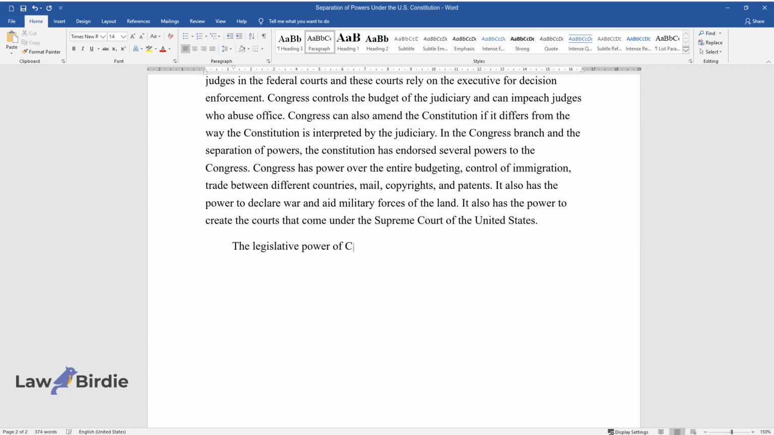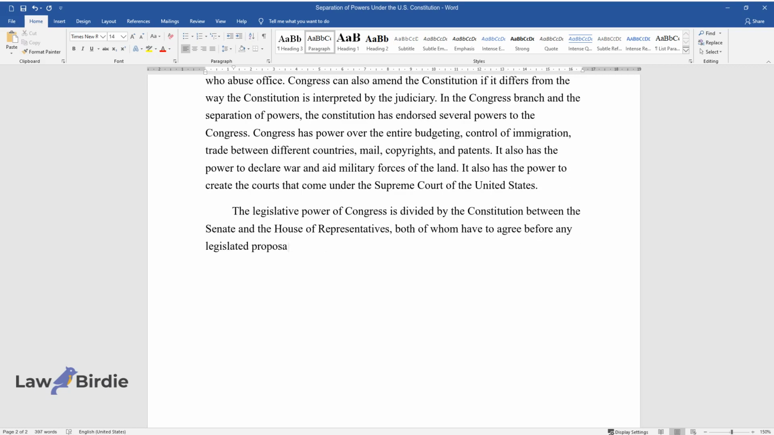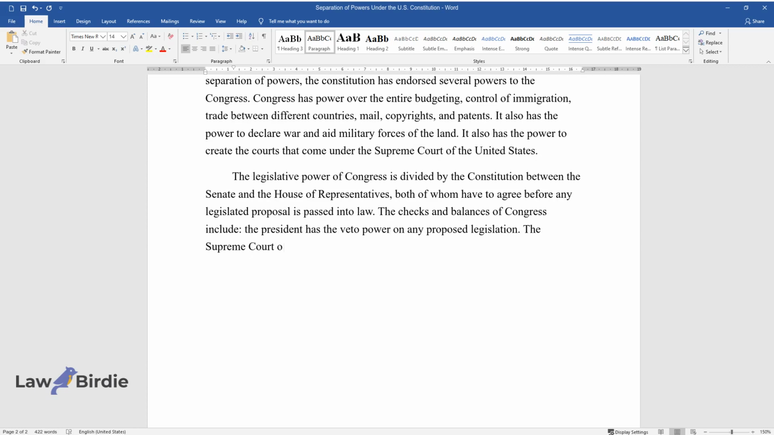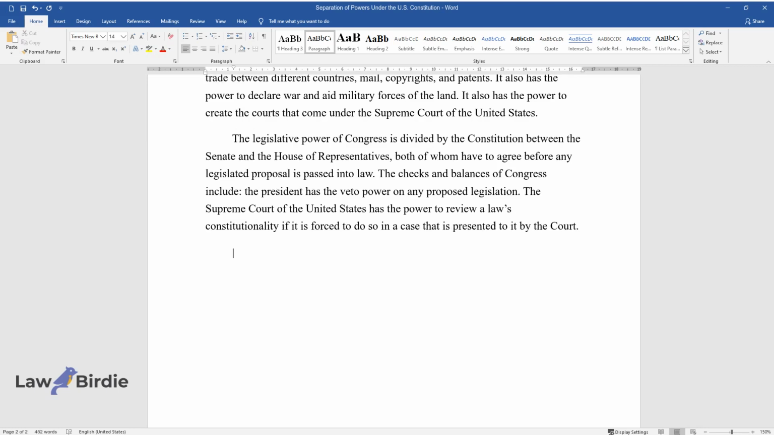The legislative power of Congress is divided by the Constitution between the Senate and the House of Representatives, both of whom have to agree before any legislative proposal is passed into law. The checks and balances of Congress include: the President has the veto power on any proposed legislation. The Supreme Court of the United States has the power to review a law's constitutionality if it is forced to do so in a case that is presented to it by the court.